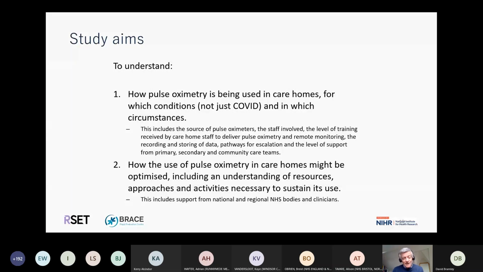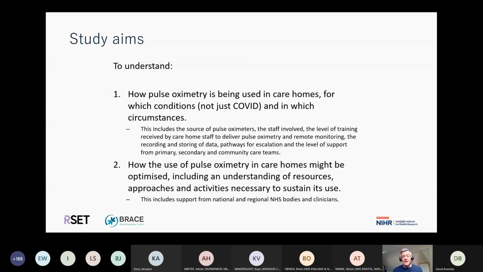But beyond that, how pulse oximetry can be used when, as we all hope, COVID is just one of a number of illnesses that people may suffer from, not the one that dominates all our immediate thoughts. And in that slightly longer term future, any condition where oxygen saturation levels are important to monitor, the use of pulse oximeters in care homes in those circumstances too. So it's intended the evaluation will have a longer relevance than the immediate pandemic.